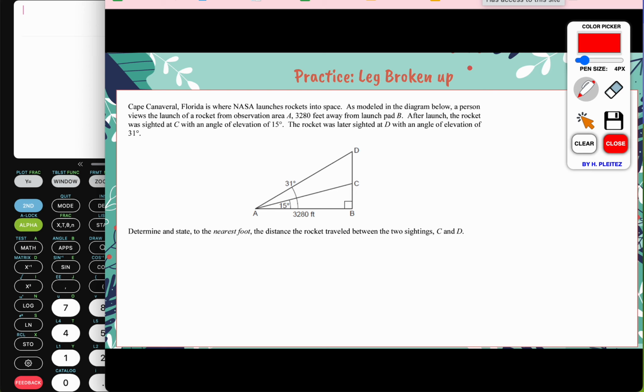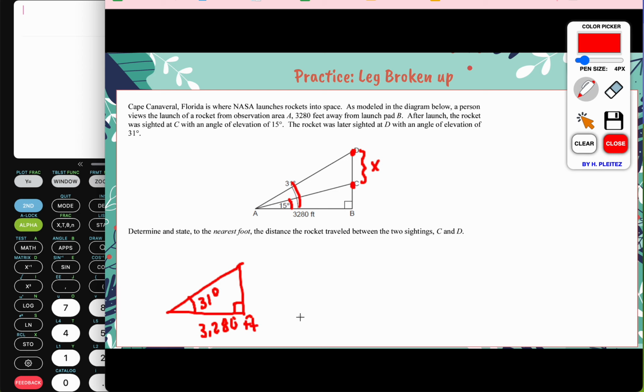So basically what's happening is, at one point the rocket's here, and at one point the rocket is here. Clearly there are two different angles of elevation there. Now what we're looking for is this distance. We want to know how much did it travel between C and D. So in this case, the value that we're looking for is not a part of any of the right triangles. So if we redraw our right triangles here, let's draw the biggest one. It has a right angle, and this is a 31-degree angle here, and then 3,280 feet goes at the bottom.